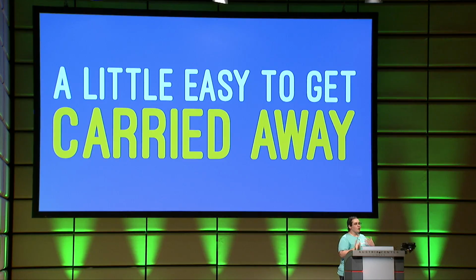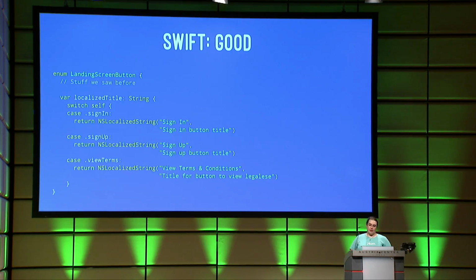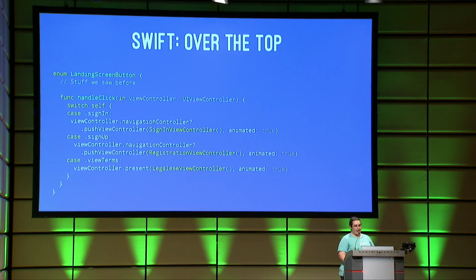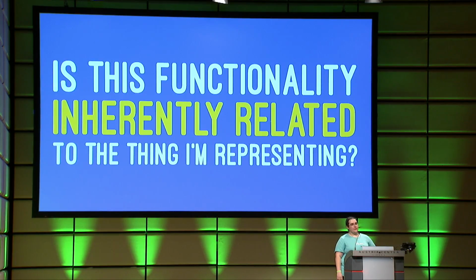So it's also really, really easy to get carried away. Here you can set up a computed property that's inherently related to the thing that a button is for, but you can also go way over the top. And if you try to add click handling, then it's like, well, wait a minute, shouldn't that actually be in the view controller? The thing is that this all boils down to a single question: is this functionality inherently related to the thing I'm representing? If it is, then computed property or function.